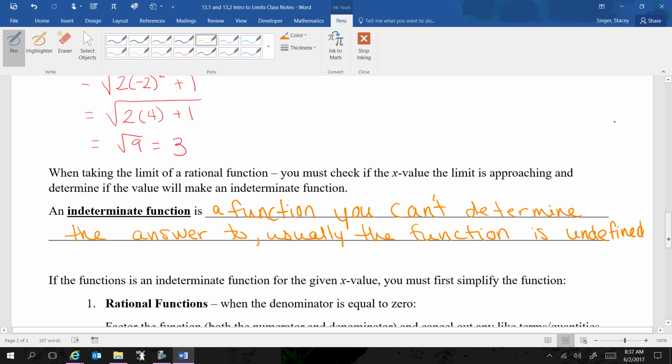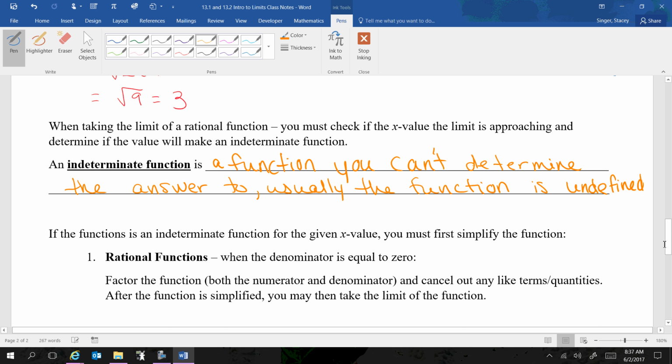What does it mean to be undefined again? Yeah, but when do you get undefined? When it cancels each other out. Equals 0. What equals 0? The number. No. When the thingy equals 0.